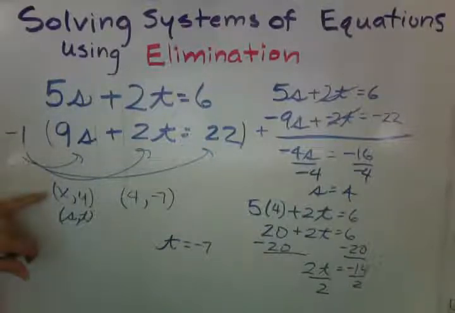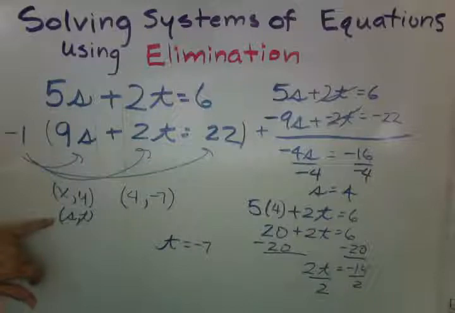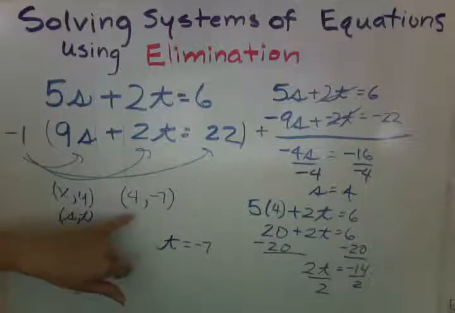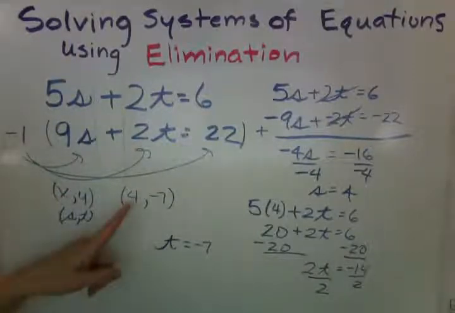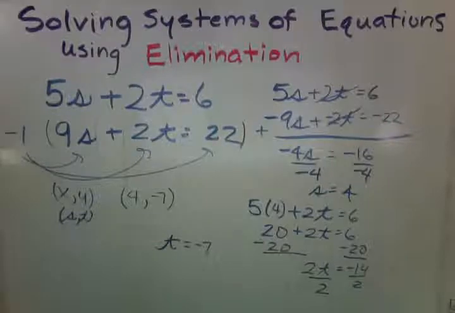So if it's not x and y, but you're using other variables such as s and t, just look at which order it is alphabetically. S comes before t, so 4, -7 is your answer. So if you were to graph these two equations, they will intersect at 4, -7. Okay.